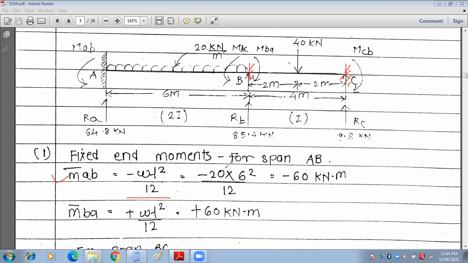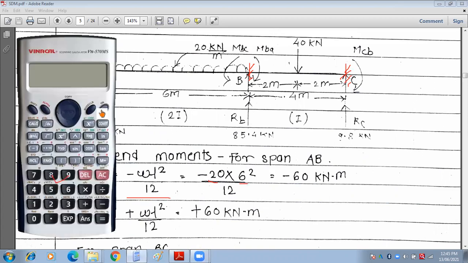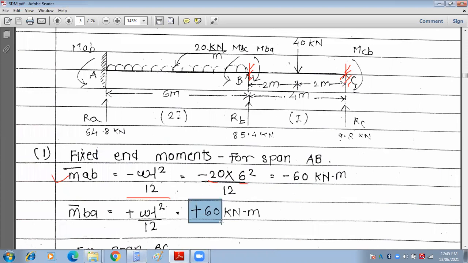Load intensity is 20, span is 6, therefore 20 into 6 square divided by 12. Now let us simplify this term, and you will be getting the moment 20 into 6 square divided by 12. You will be getting the answer 60. The left side moment is treated as anti-clockwise, that's why minus, and the right side moment is treated as positive, that's why plus 60. WL square by 12 is the formula for the UDL term.